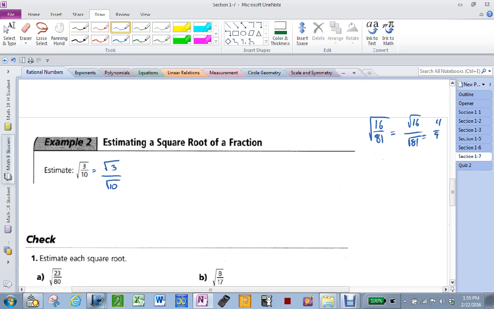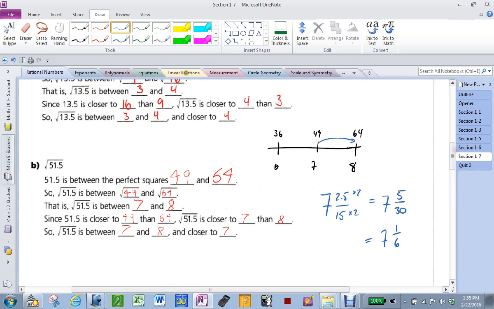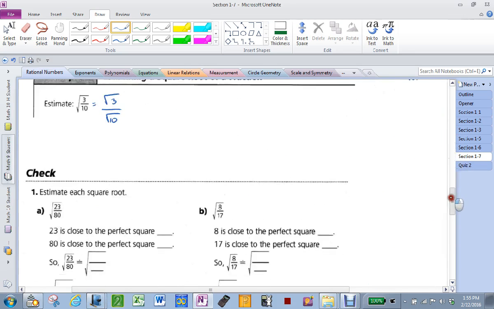So, could we do what we already did with 3 and 10? Would that be okay? Yes, it would. Would that be a lot of work? Yes, it would. So math guys have invented yet another way to help you out here. Here is what it is.